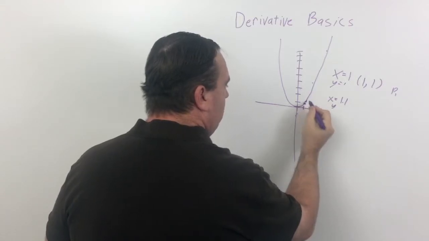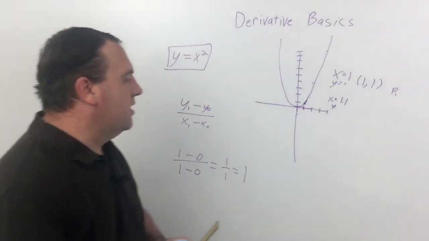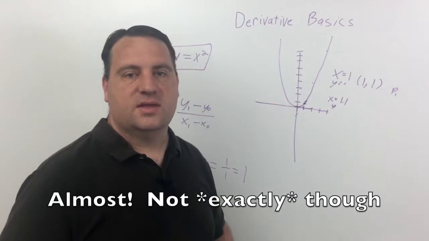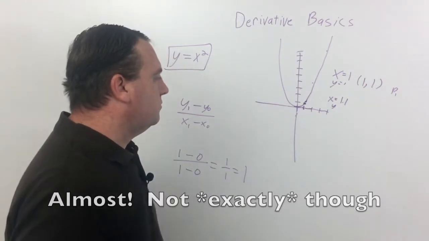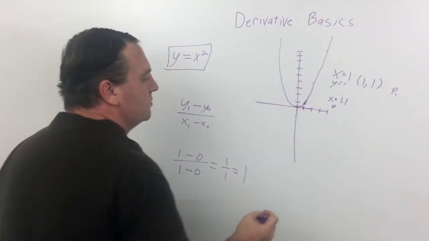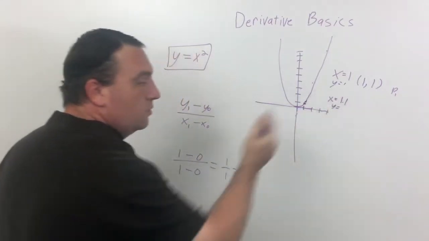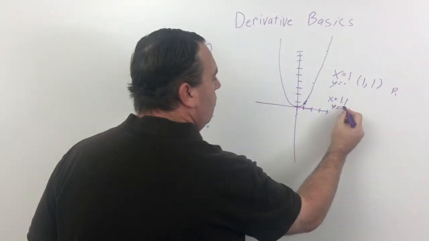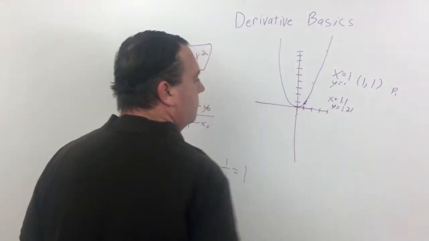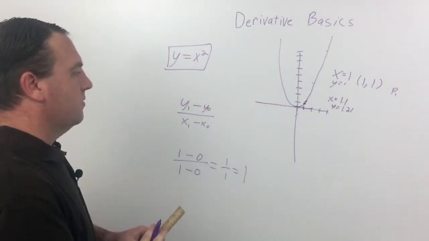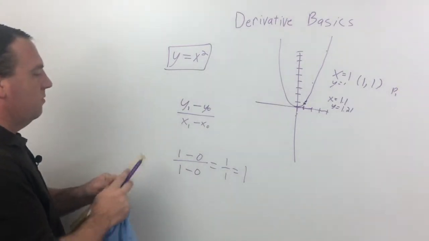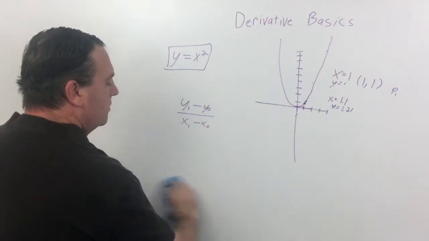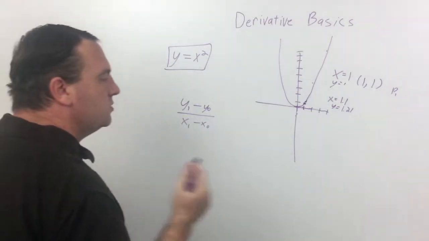And so you can see that these points are so close that a line that goes through those two points is almost perfectly tangent to the graph. Okay, so x equals 1.1, y equals 1.1 squared. That's going to be 1.21. So now we use this formula again to figure out what the slope is between those two points.